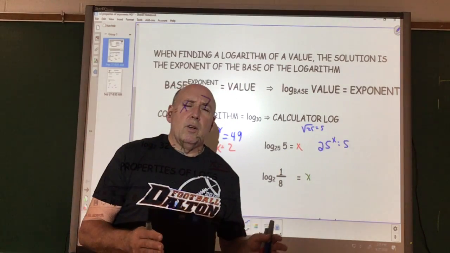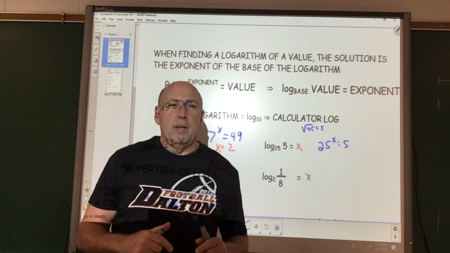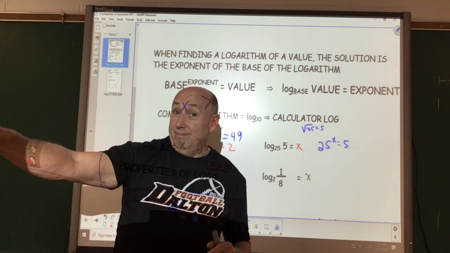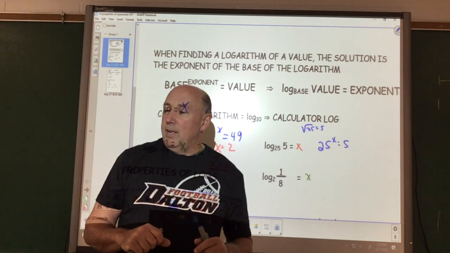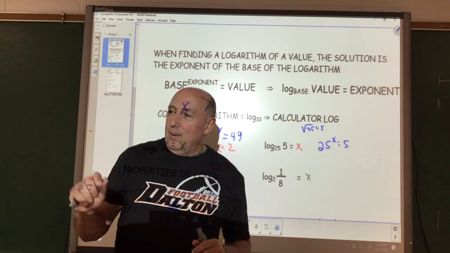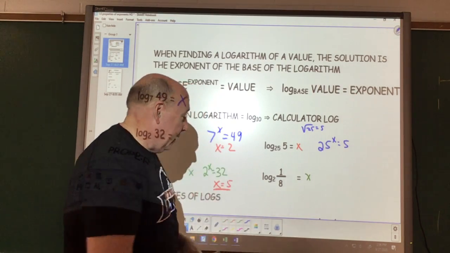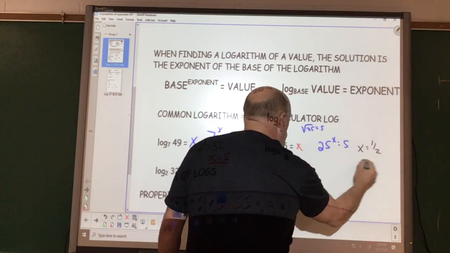Well, if I take a look at a square root, how do I write that into an exponential form, Dylan? How do I write a square root in an exponential form? Hopefully you remember, and yes, that is correct. X is equal to 1/2.